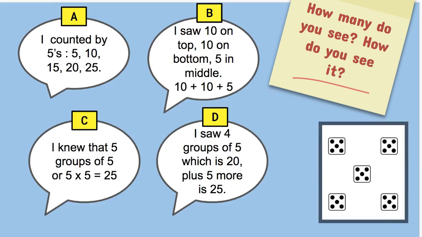All right, so take a look at these options. Which way did you think about it? Did you skip count by fives? That would be option A. Did you, B, see 10 on top, 10 on the bottom, and then 5 in the middle? Or C, did you just know that you saw 5 groups of 5 and that was 25? Or D, you looked at the 4 groups of 5, kind of in the corners, and that was 20, and then 5 more in the middle. Go ahead and choose which option your strategy was.